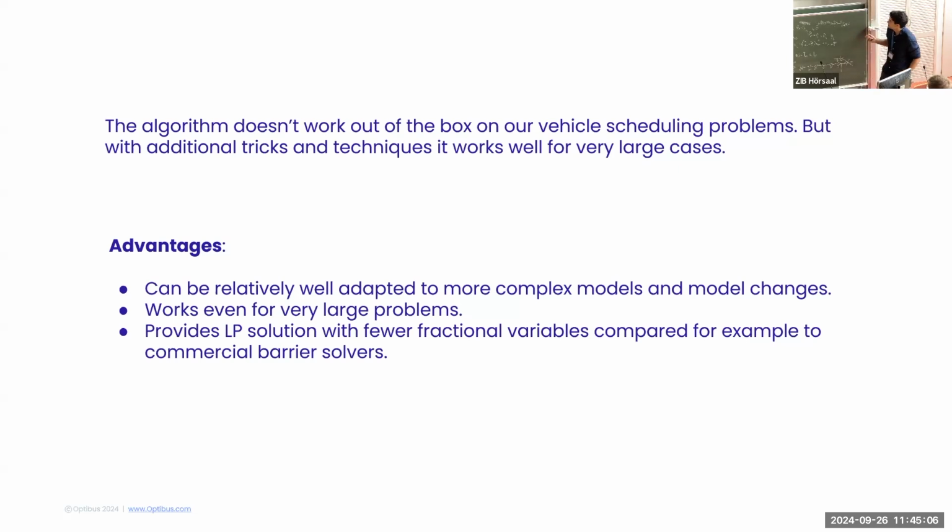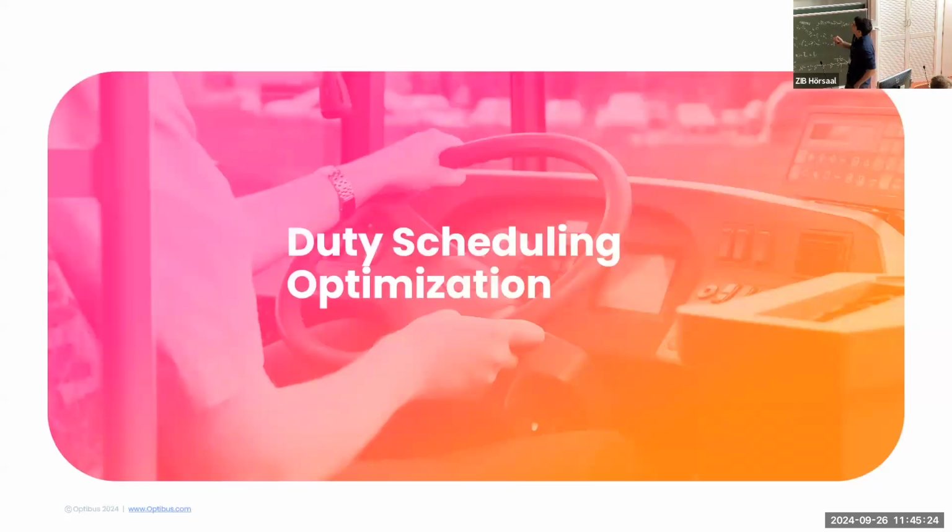So a very nice feature here is that you always work on a very small column set. Even if you solve this column set with a commercial barrier, in our master problems we get a problem with fewer fractional variables. So from there, it's much easier to get to an IP solution. So that's another strong point of the formulation here. Okay, that was it for the vehicle scheduling.